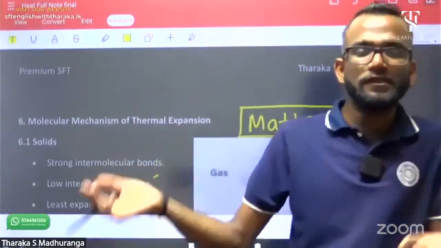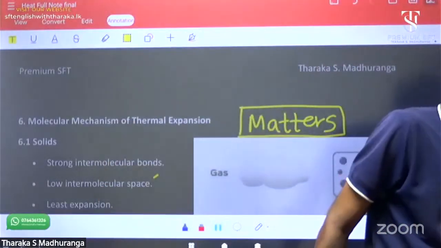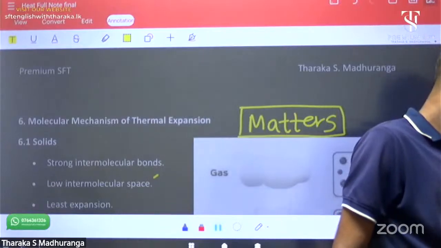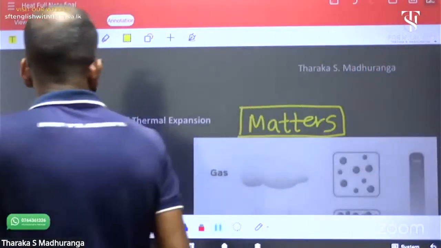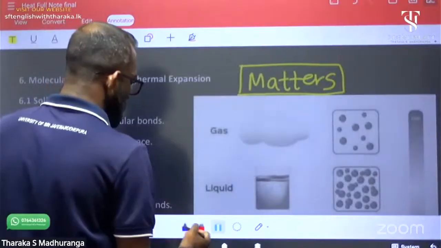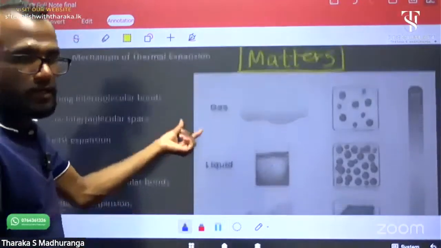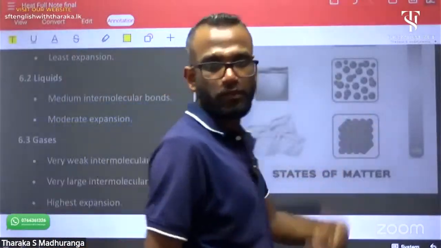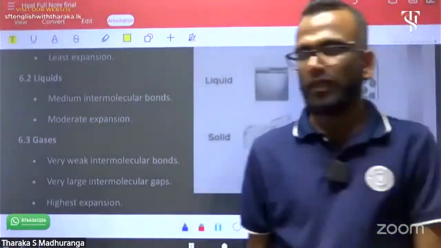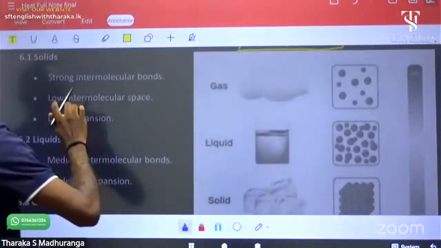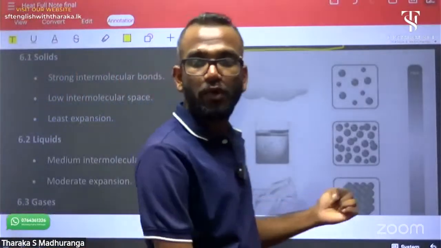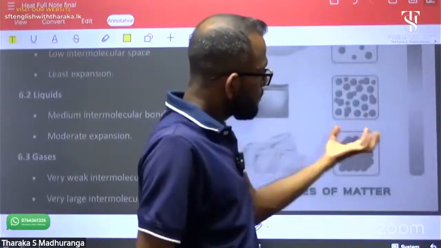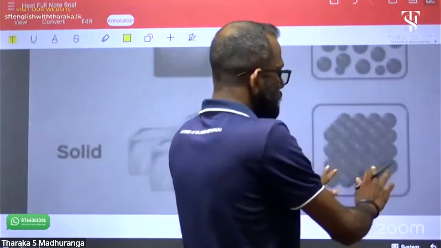But their molecule mechanism is different. What's the difference? If you take a solid, this is a solid molecule formation. They have very strong intermolecular bonds. What is the meaning of intermolecular bonds? They are the bonds between these molecules. The bonds between these molecules are very strong.